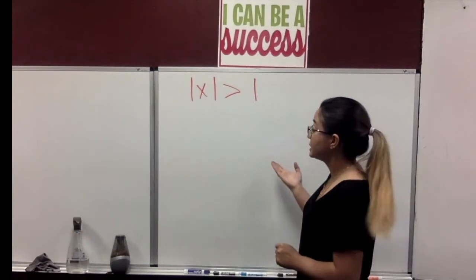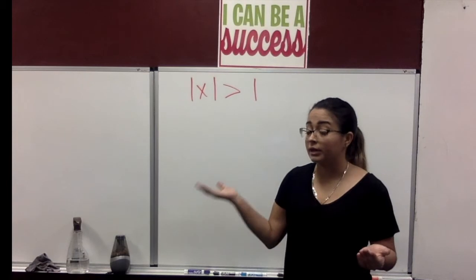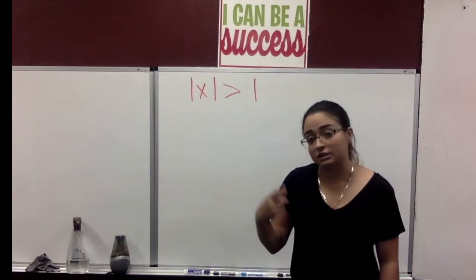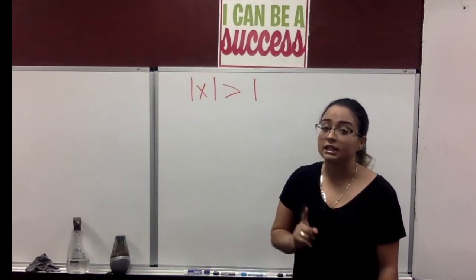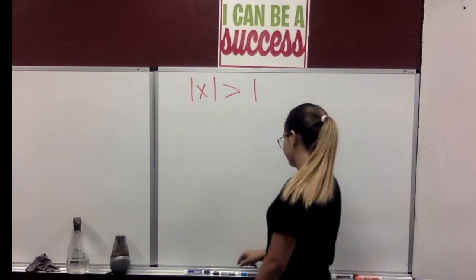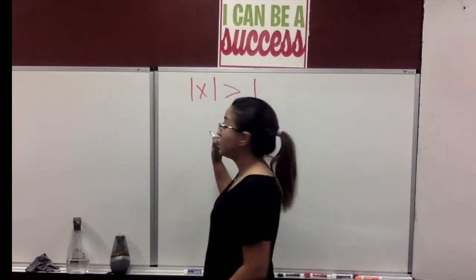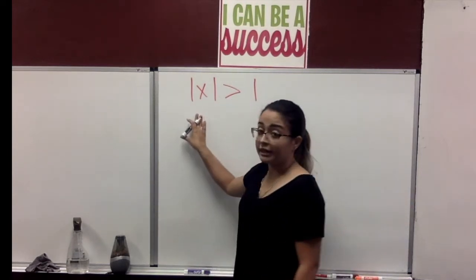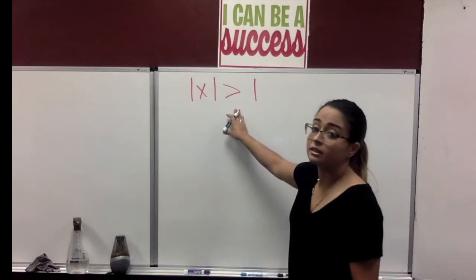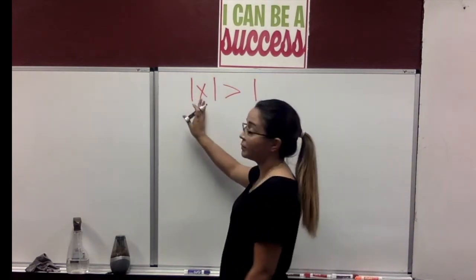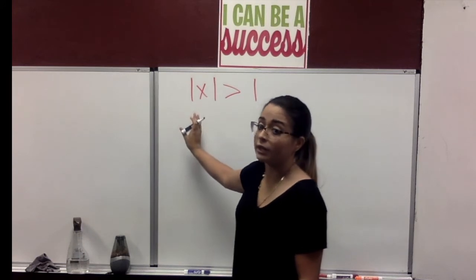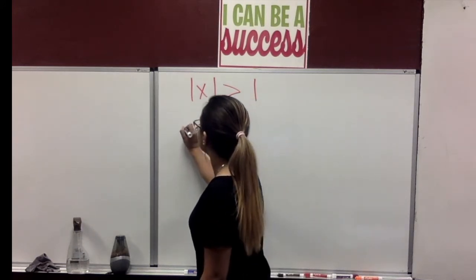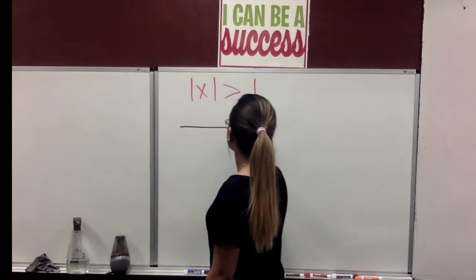Very well, for this inequality, it's pretty much already solved, but it's graphed a little differently. So let's go ahead and check that out. We know that our x is greater than 1. But remember, it's in the absolute value. So it's going to be graphed like this.